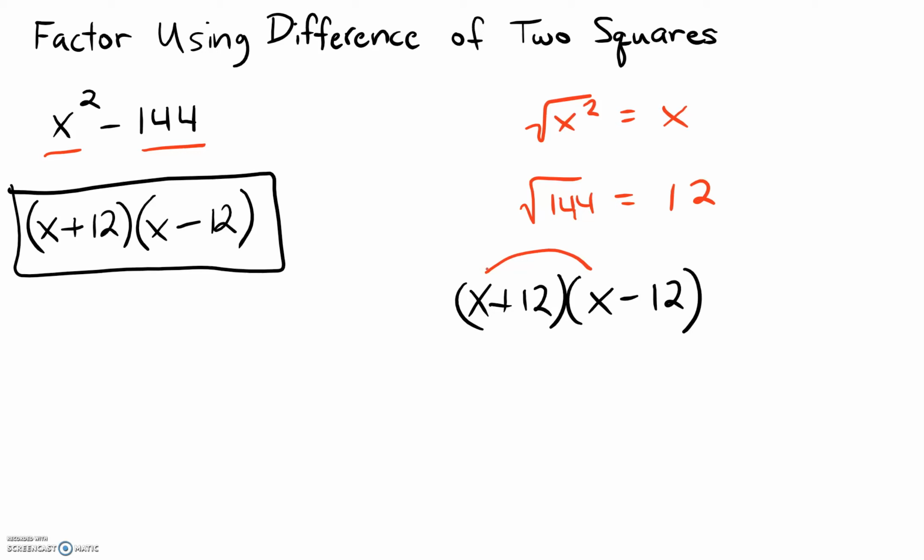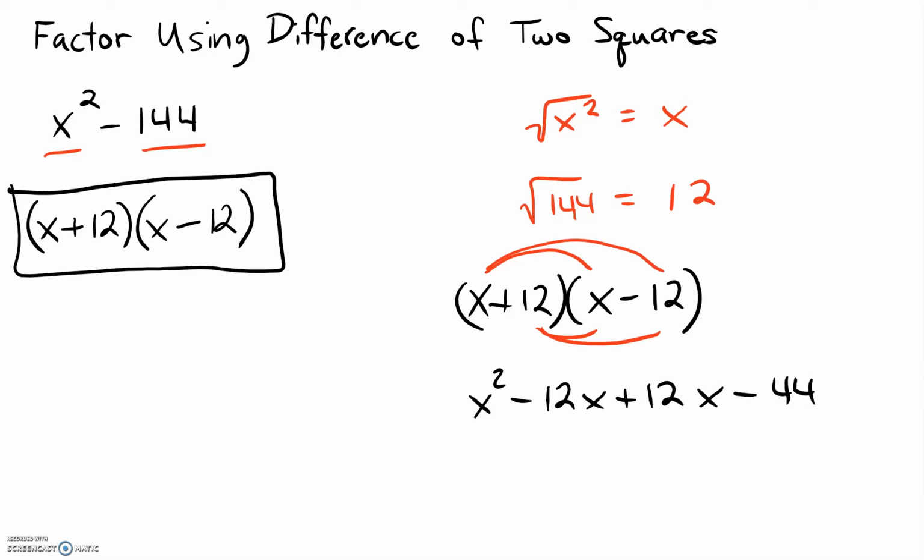So we're going to FOIL. So the first, the outer, the inner, and the last. And what that's going to give us is x squared minus 12x plus 12x minus 144. And so you can see what happened right here. We have a plus and a minus 12x. And so the linear terms, when you FOIL this out, they cancel each other out, leaving you with just the x squared minus 144, or what we started out with. So there you go. There's the answer, and that's how you do the problem, as well as some background as to why it works out.